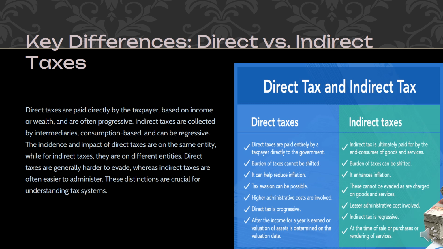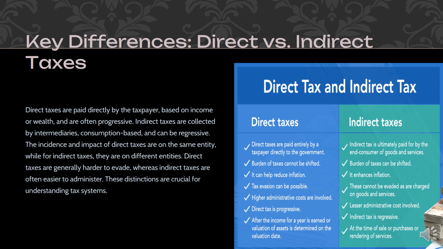The major differences between direct and indirect taxes based on different parameters. On what is the tax levied? Direct tax is levied on the net income or profits of the taxpayer. Indirect tax is levied on the sales of goods and services. Next, how is the tax paid? The taxpayer is liable to pay the tax directly to the government. Under indirect tax, the taxpayer pays the tax to the intermediary who then deposits the same with the government.